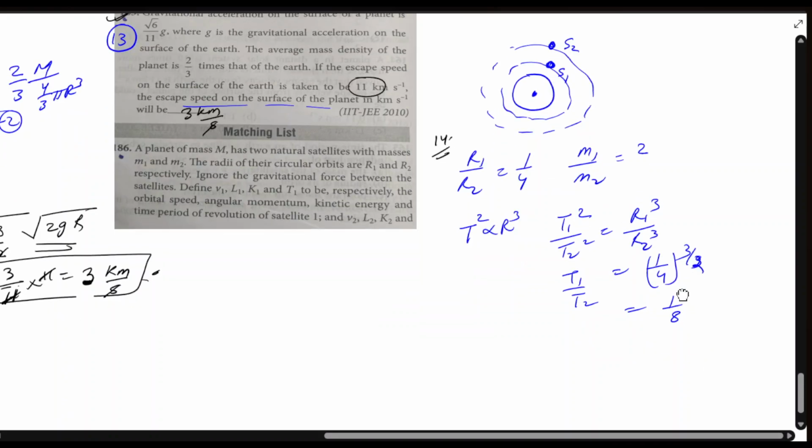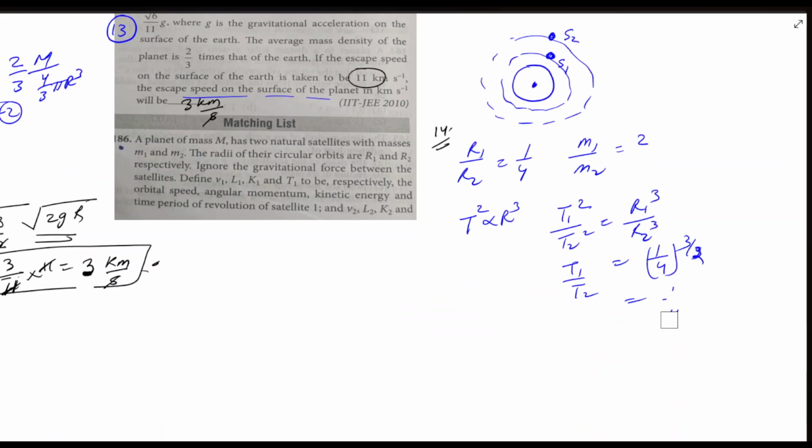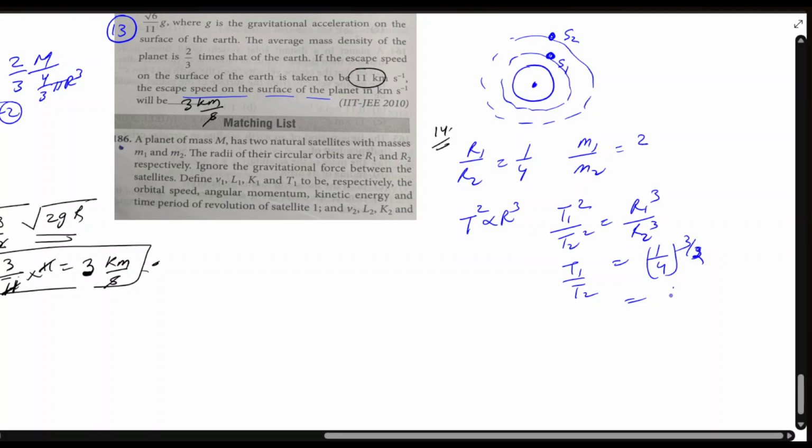I can show you this also. So we have 1 by 2 the whole square into 3 by 2. So this 2 will get cancelled and simply we will get 1 by 8. Right? So this will be the ratio of T1 by T2. Okay.